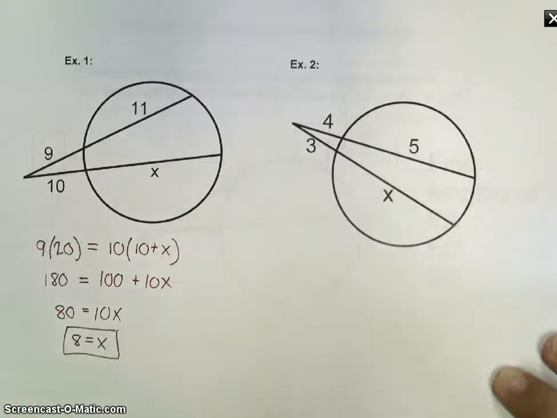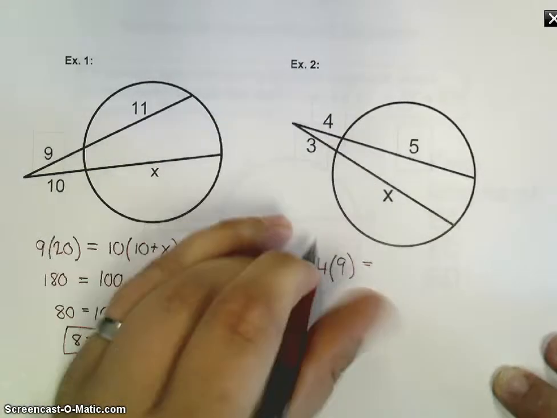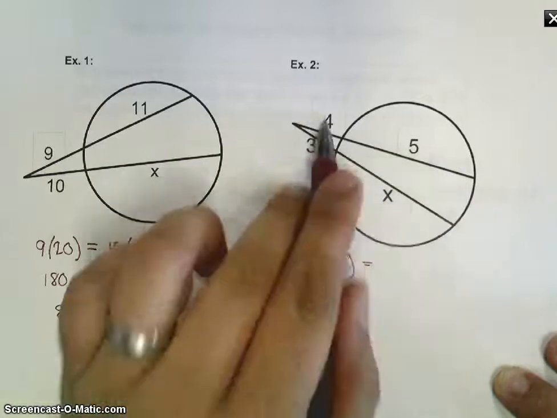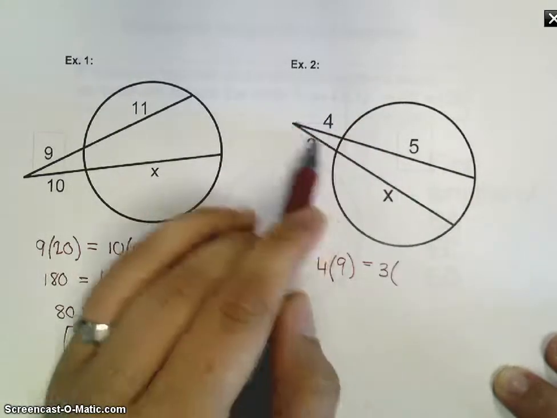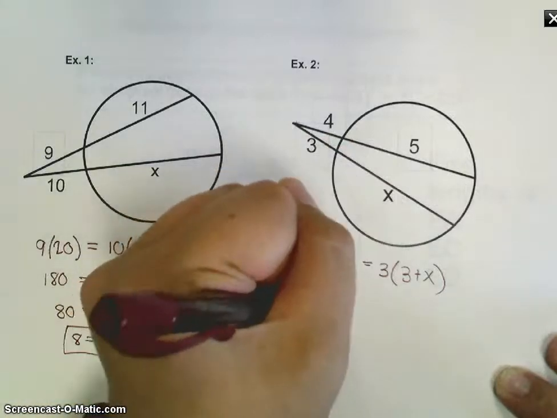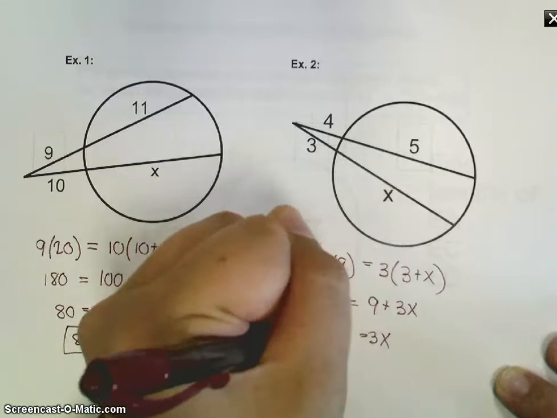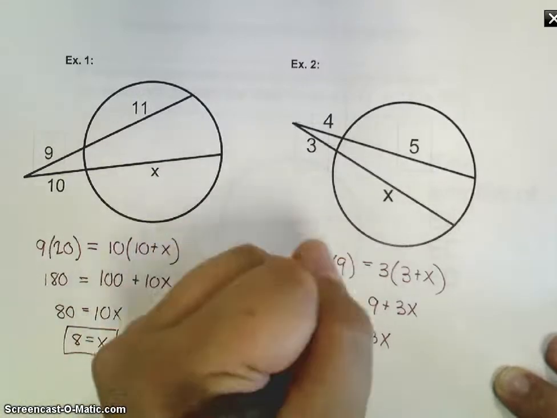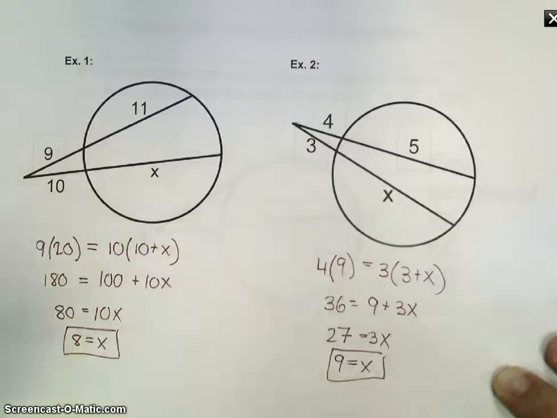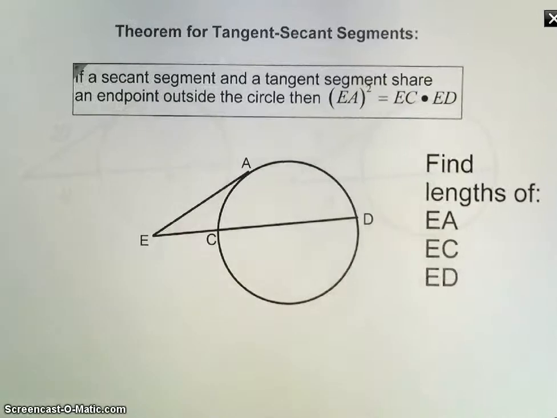In the second example, same situation. It will be 4 times 9, so 4 times the entire length of 9 equals 3 times the entire length, 3 plus x. Upon solving this, I get 36 equals 9 plus 3x. 3x equals 27. And then x would equal 9 in this case. Feel free at any time during this video to rewind and replay any problems that we have walked through here.